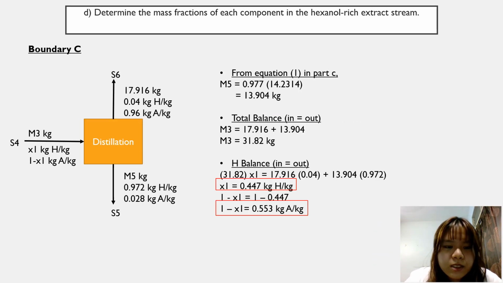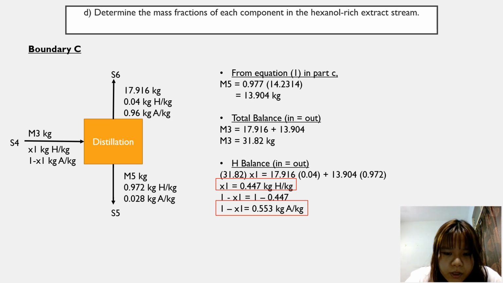Next, I'll be presenting the solution for the last question, which is to determine the mass fractions of each component in the hexanol-rich extract stream. For this question, we choose boundary C, as stream 4 is the hexanol-rich extract stream mentioned in the question. For the DOF analysis of this boundary, there are only 2 unknowns, which are M3 and X1, and only 2 mass balance equations, which are H and A. So from the analysis, we can see that the unknowns can be solved as the DOF equals 0.